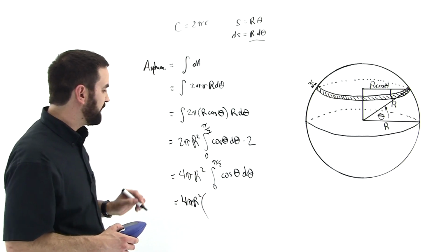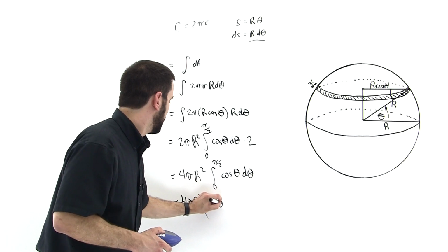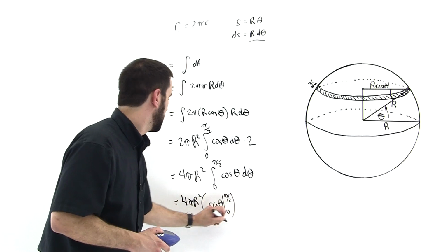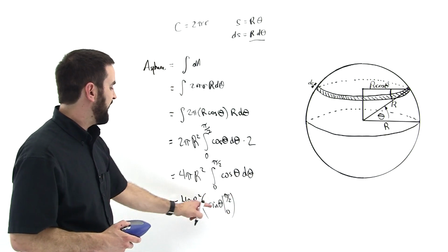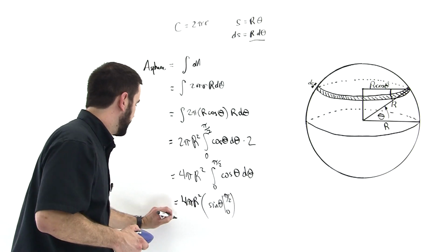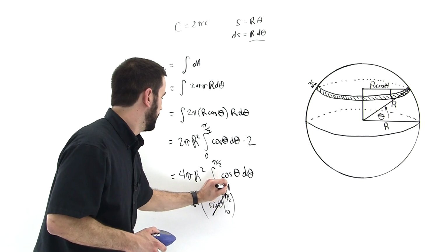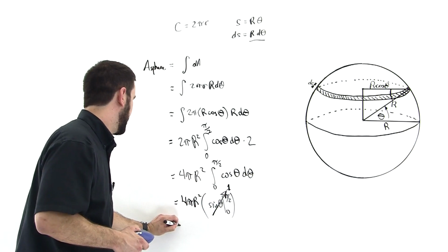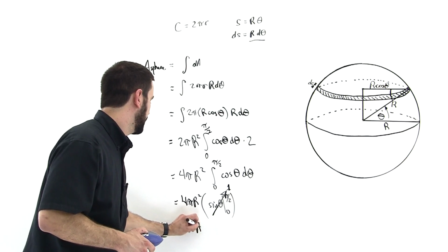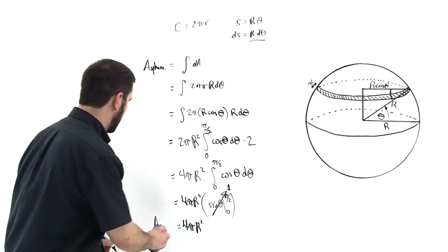The antiderivative of cosine theta is sine theta, evaluated from 0 to pi over 2, like so. Sine of pi over 2 is 1. Sine of 0 is 0. So this entire thing becomes 1 minus 0. So then the area of the sphere is equal to 4 pi times capital R squared. So this is the equation for the area of a sphere.